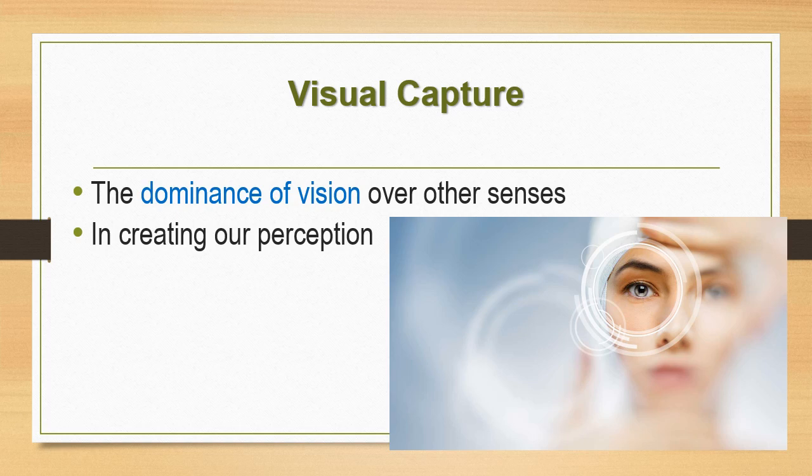So we've talked about visual capture. It does come into play again in perception. It's the dominance of our vision over all other senses, and it does help in creating our perception. And it's part of why optical illusions work, and it's part of what happens with selective attention.